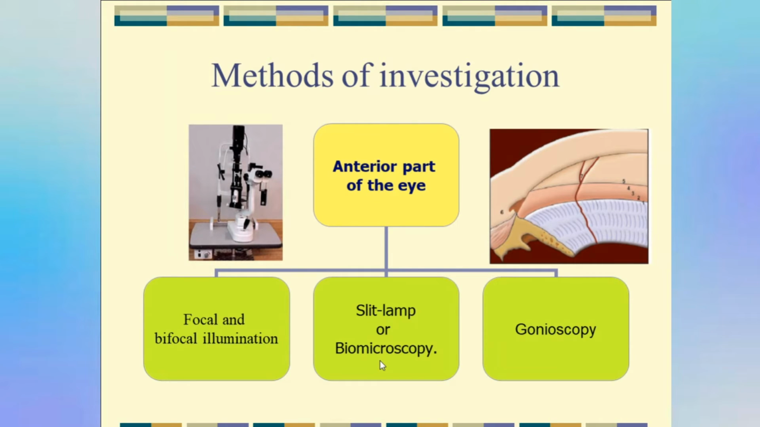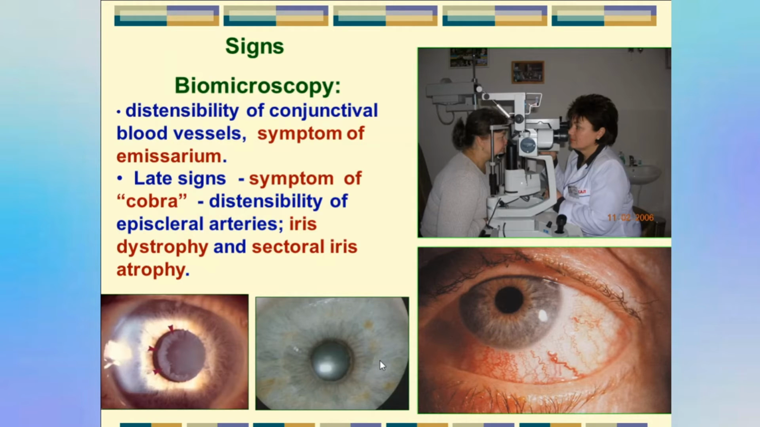So let's discuss methods of investigation which can help us to suspect glaucoma and make the correct diagnosis. What should we do? We can examine the eye by focal illumination, by slit lamp, and perform gonioscopy, examining the angle of the anterior chamber. What can we see in the anterior part of the eye? We can see symptoms of emissarium in the conjunctival vessels. In the late signs, symptoms of cobra, we can see iris dystrophy and sectoral iris atrophy.